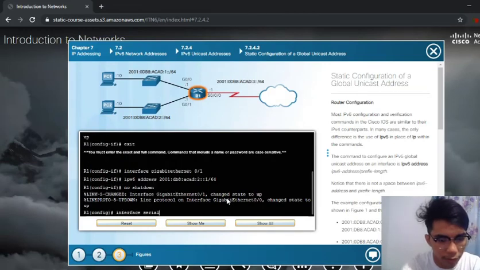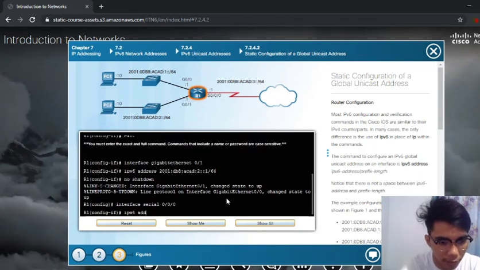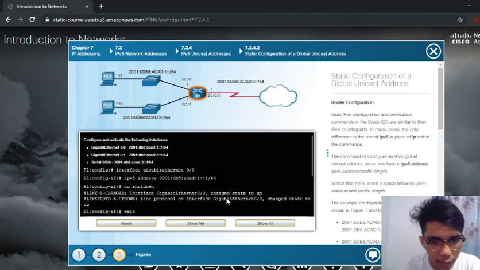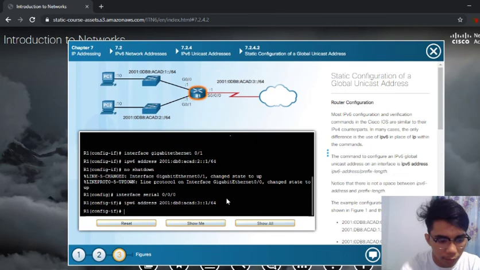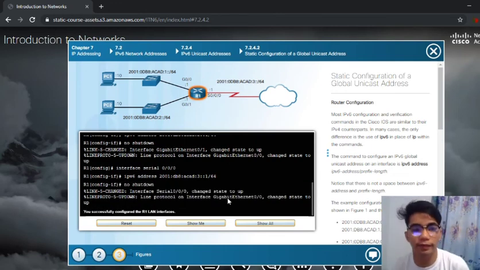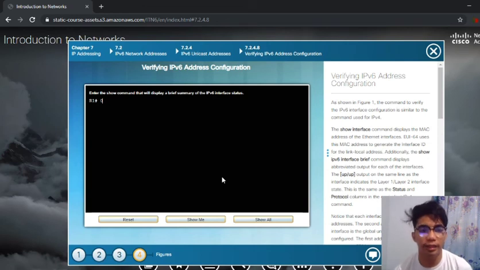interface serial 0, then IPv6 address would be 2001 acad db8 I think, then acad, then 3 and 64, then the no shutdown command, and as you can see, I've successfully configured the R1 LAN interface. That's all.